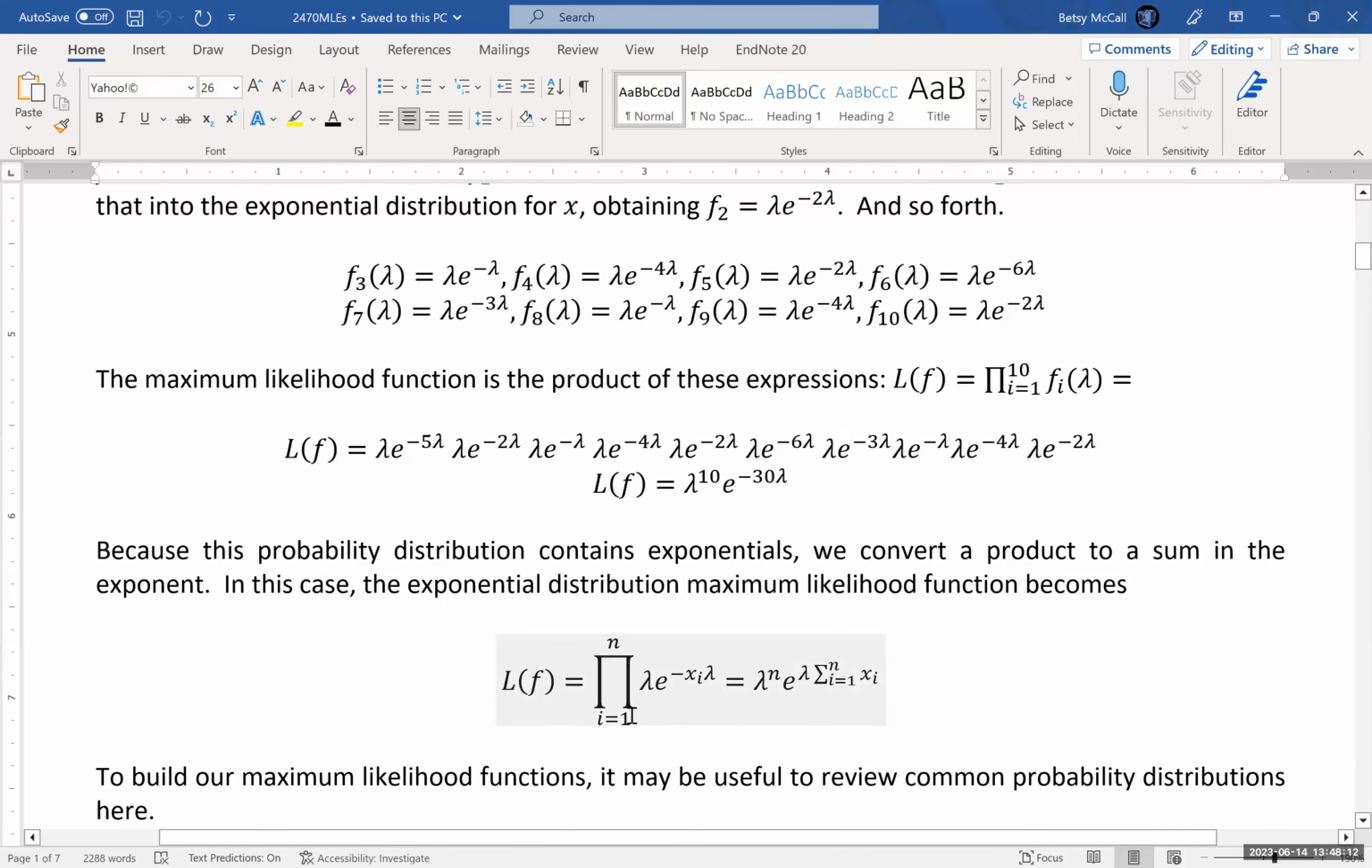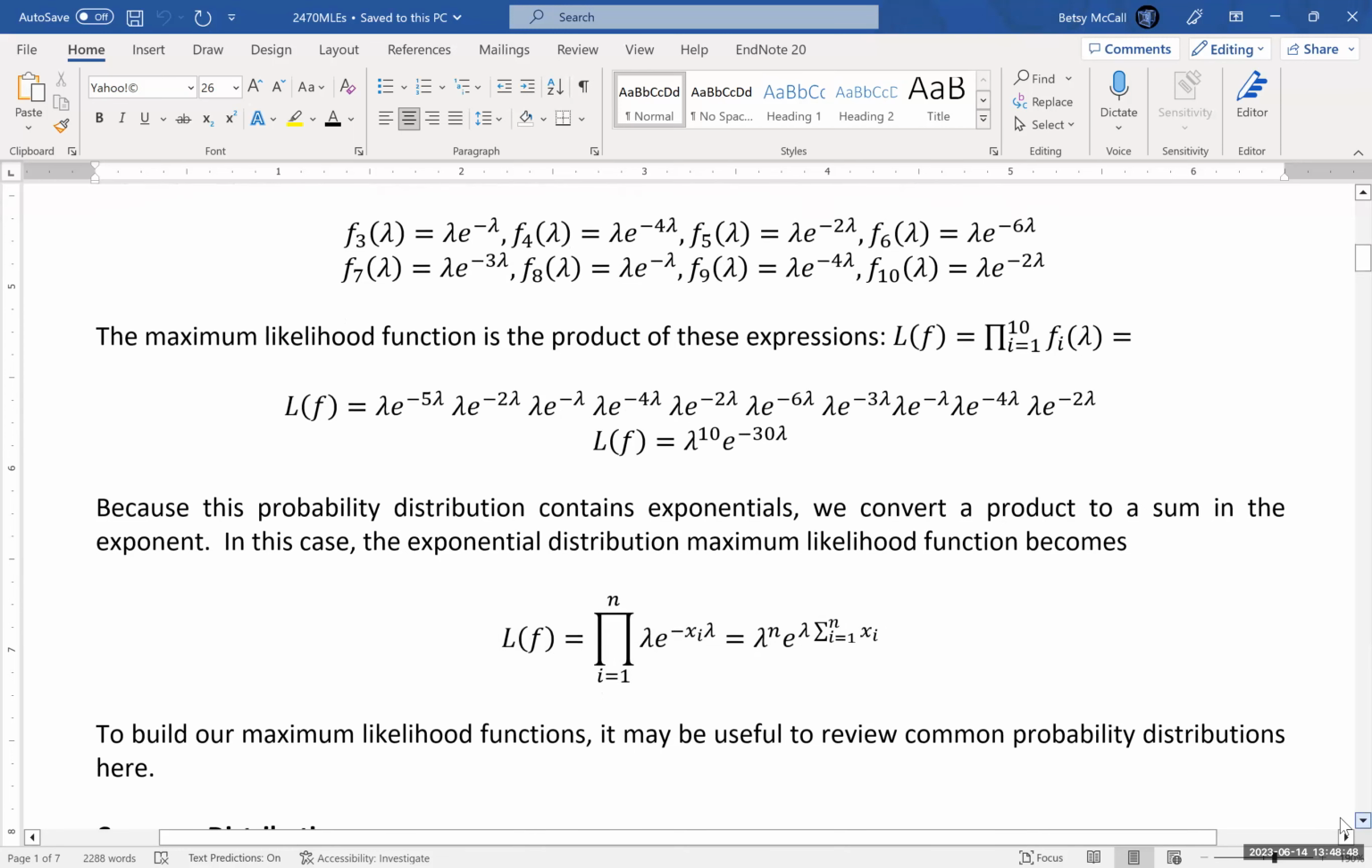Again, this is the general form: the product of our exponential distributions with our x sub i's. In the abstract, if you do this for n calculations, you get lambda to the n, and then the coefficient of lambda in the exponent turns into a sum. So this becomes the sum of all of those x sub i. Again, this is the specific case, and this is the abstract case for dealing with an exponential distribution.